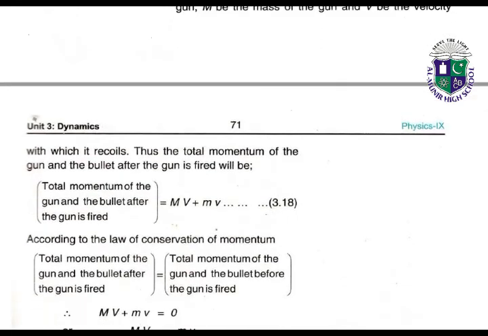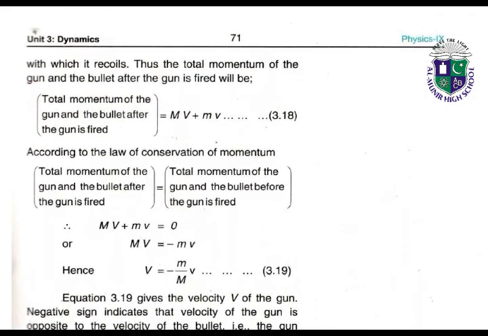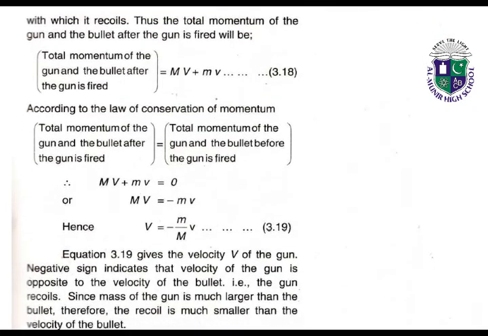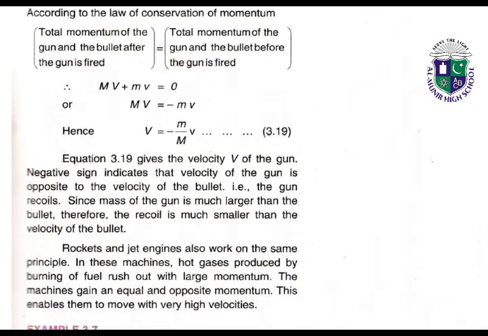So here we have the total momentum of the gun and the bullet after the gun is fired, that is mv plus mv, which is zero.